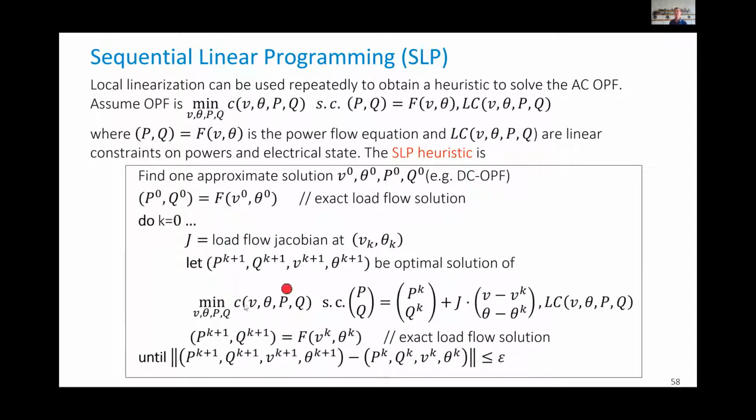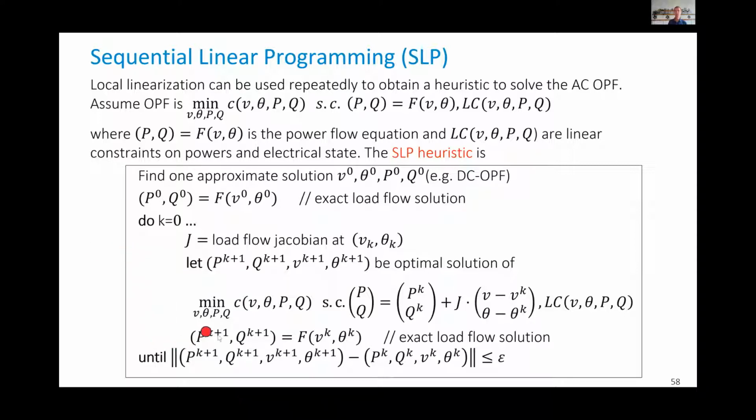So at every step of the iteration, you have replaced the load flow equation by a linearized set of constraints that are exact at the previous point that you had found. Whether this works or not in general, we don't know. As far as I know, the theory is not closed on that, but practically, in many cases, it does work.